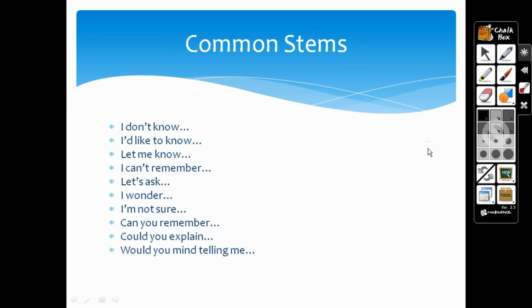Common stems. These are often used a lot. I don't know. I'd like to know. Let me know. I can't remember. Let's ask. I wonder. I'm not sure. Can you remember? Could you explain? Would you mind telling me? My personal favorite is I was wondering. I was wondering is a very common one and it's very useful. I say that a lot.